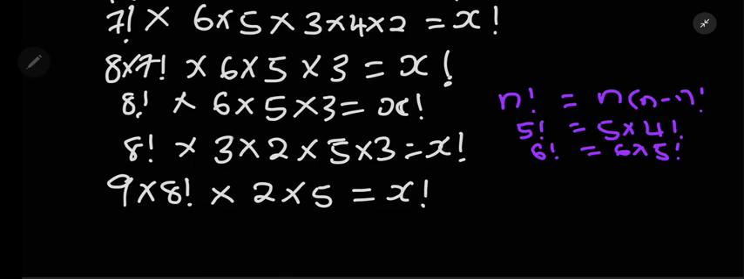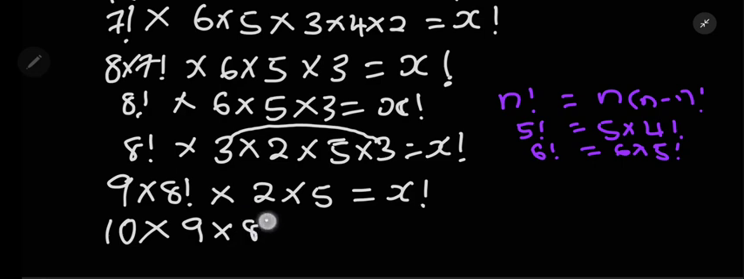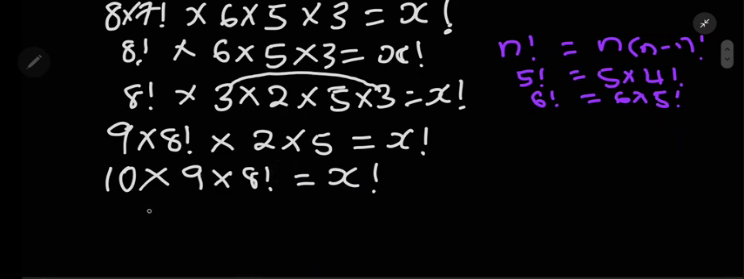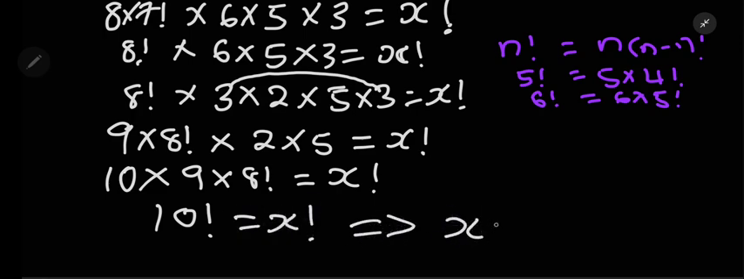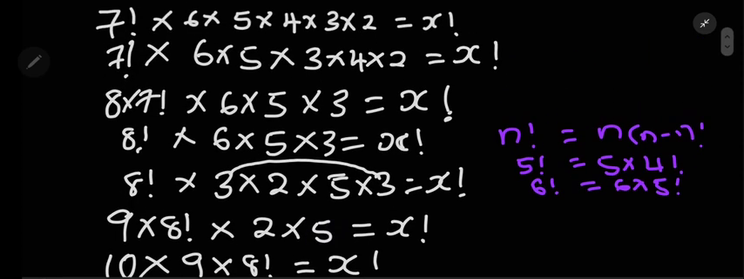Don't forget I've removed this. We remove this 3 to be 9, so we are left with 2 times 5. And 2 times 5 is what? 10. So that's 10 times 9 times 8 factorial is equal to x factorial. And of course, 10 times 9 times 8 factorial is the same as 10 factorial is equal to x factorial. And this implies that the value of x is equal to what? 10. So that is the solution to the given problem.